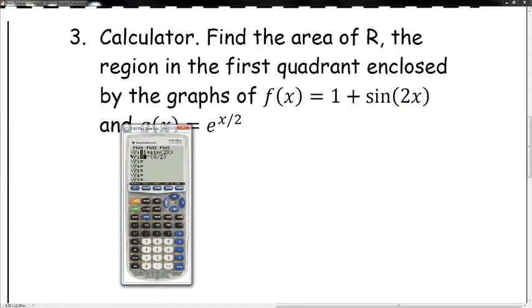Alright, it looks like my top function is going to be my y2, and my lower function is going to be y1, and those are reversed in the other quadrant. So I'm going to do second quit.